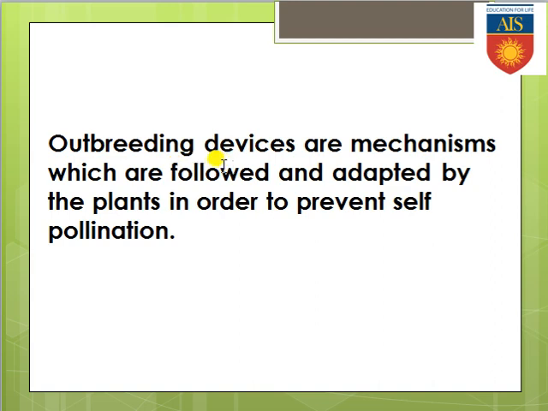Outbreeding devices can be some mechanisms, some specific kind of procedures, or maybe some tools by using which we can prevent self-pollination between flowers, and we can facilitate or enhance the chances of cross-pollination in the flowers. So these kinds of devices or mechanisms or tools are known as outbreeding devices. So let's see why we will be using these outbreeding devices in the pollination process.